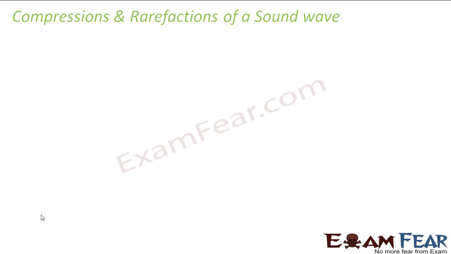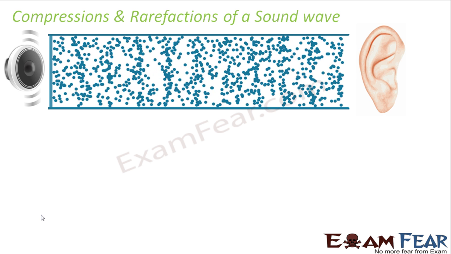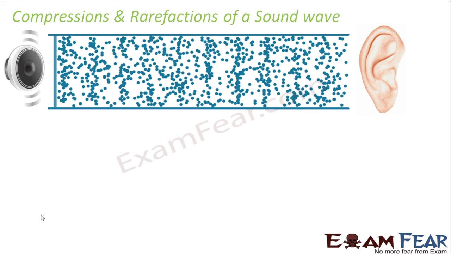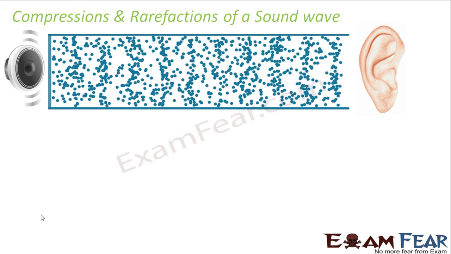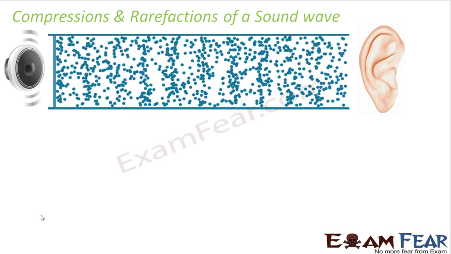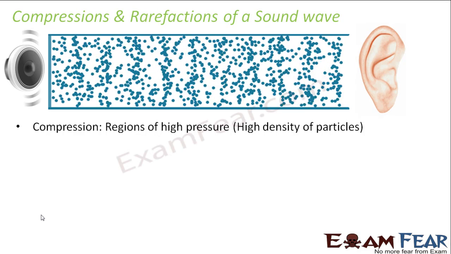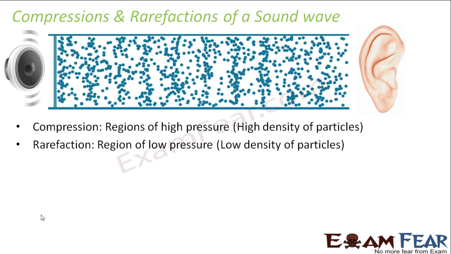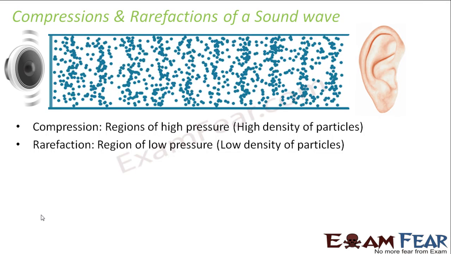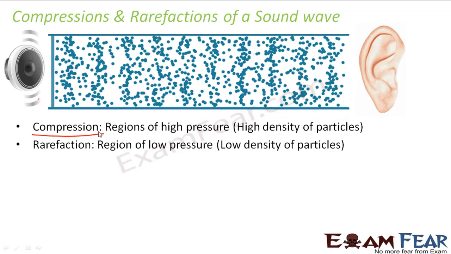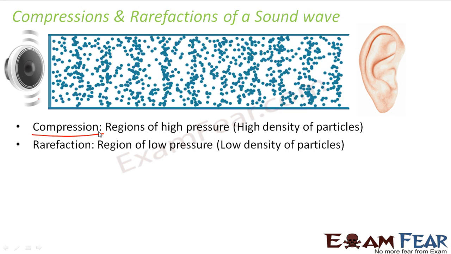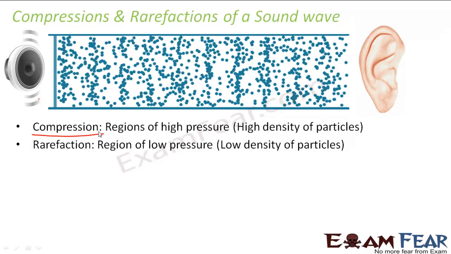Let us now talk about compressions and rarefactions of a sound wave. Let us take the same example. The sound is getting transmitted from the source to the listener, right? Compressions and rarefactions are the two terms which are used to characterize a sound wave. Compression means something which is compressed, something which is very congested.